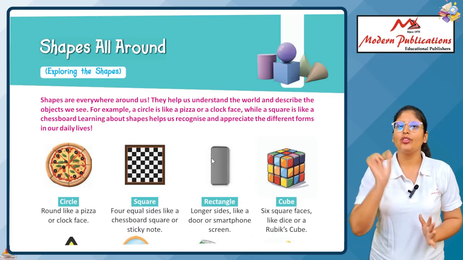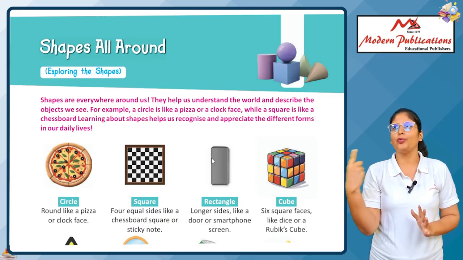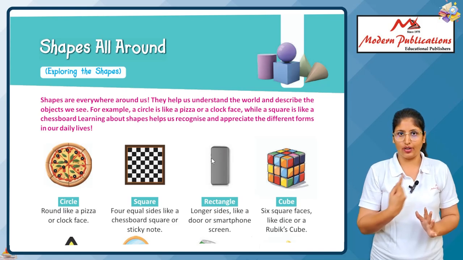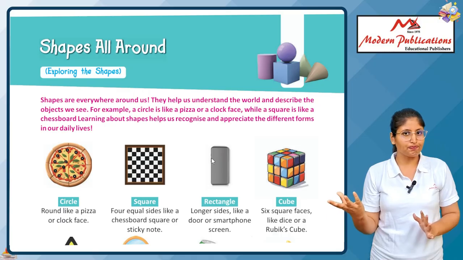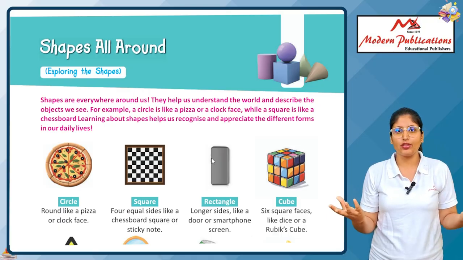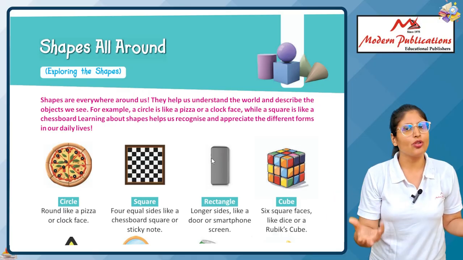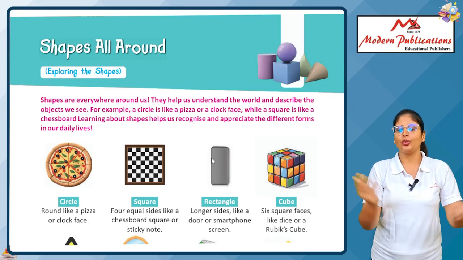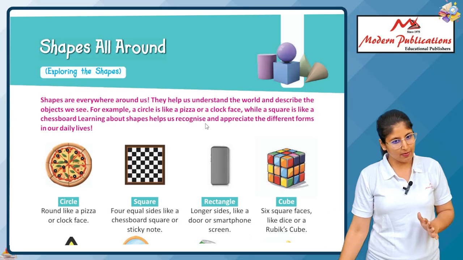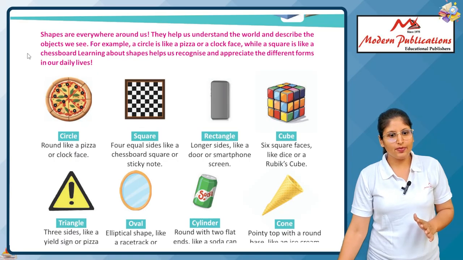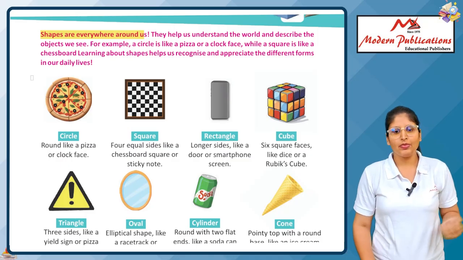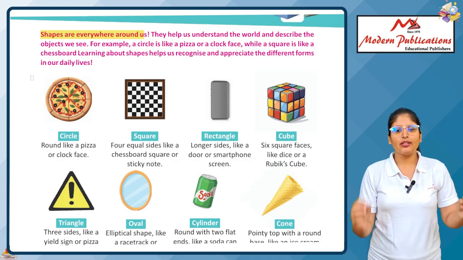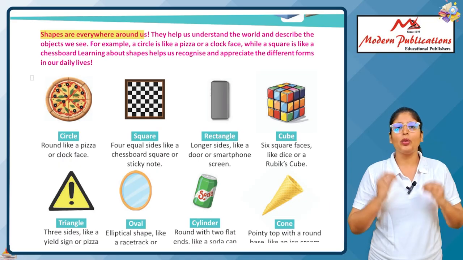Just take a minute and observe our surroundings. What are the shapes that you can see? Maybe some objects are related to rectangles, some are related to circles, some are triangles. So here is the chapter related to shapes. Shapes are everywhere around us. They help us to understand the world and describe the objects we see.